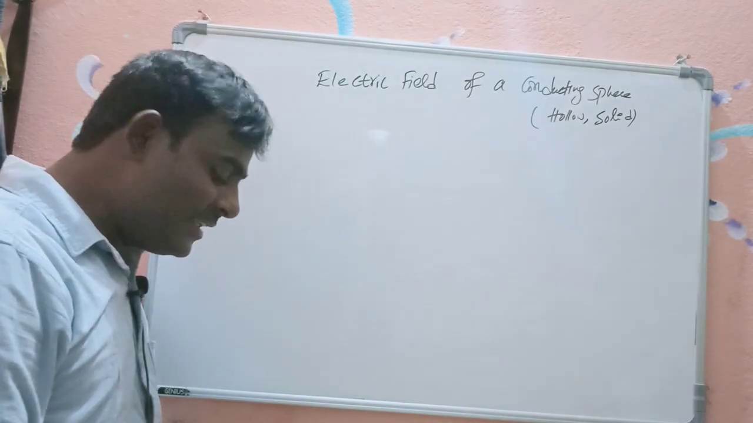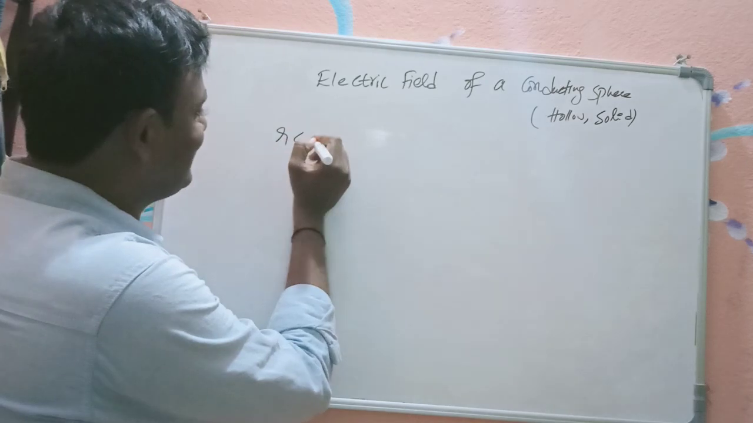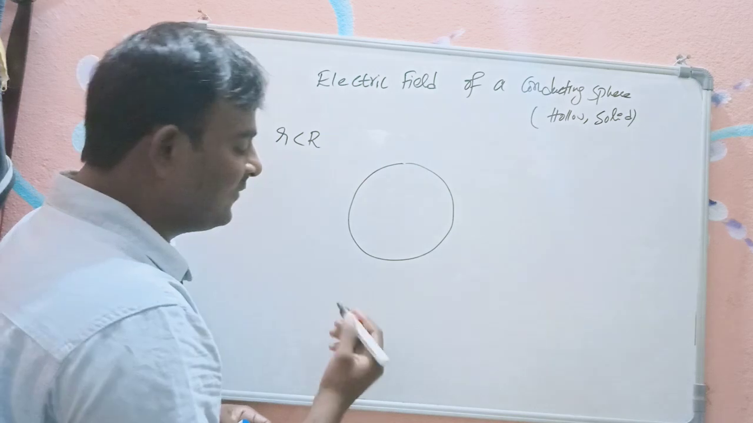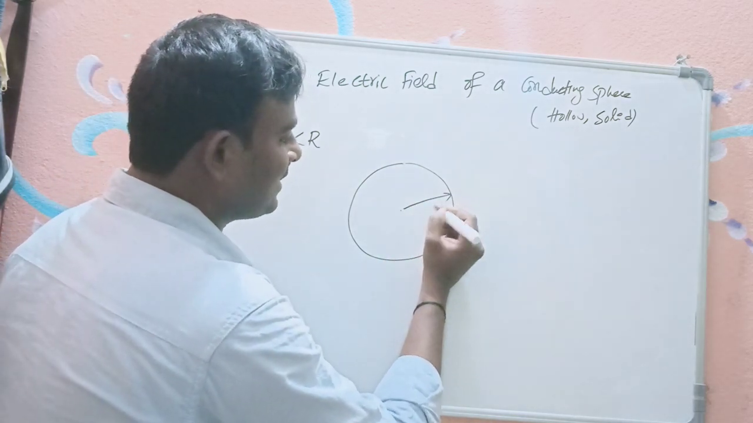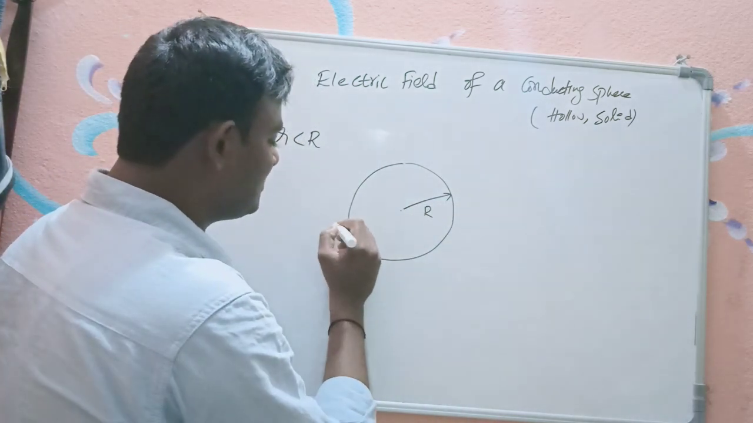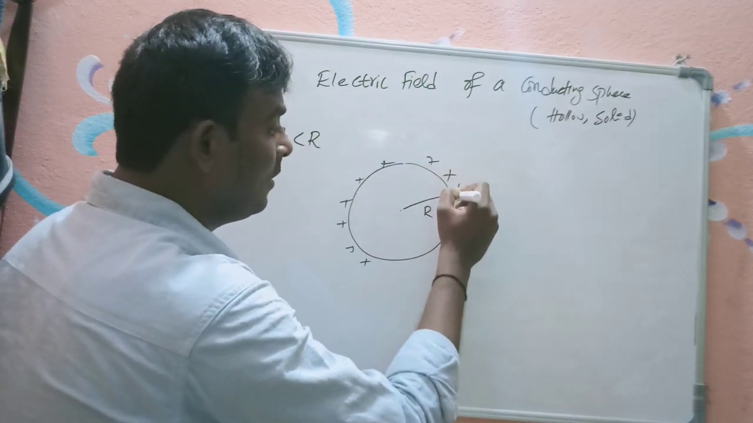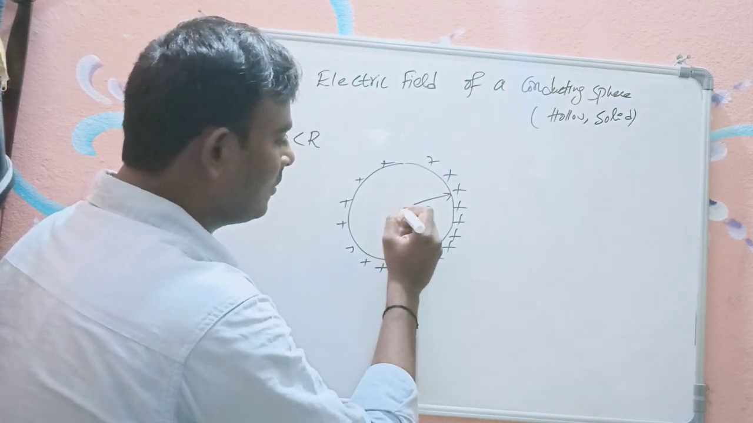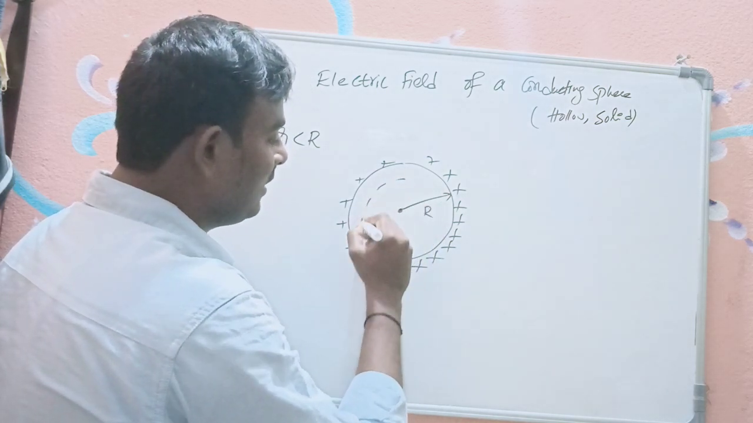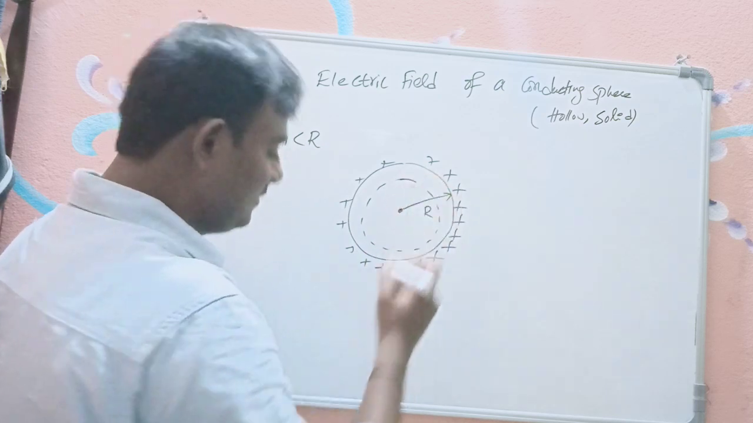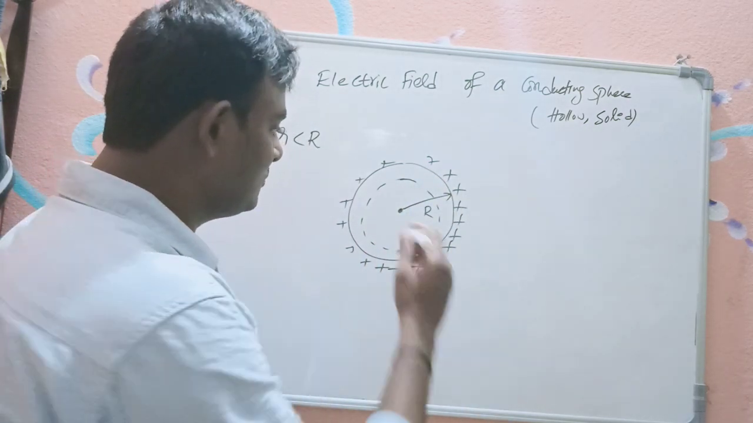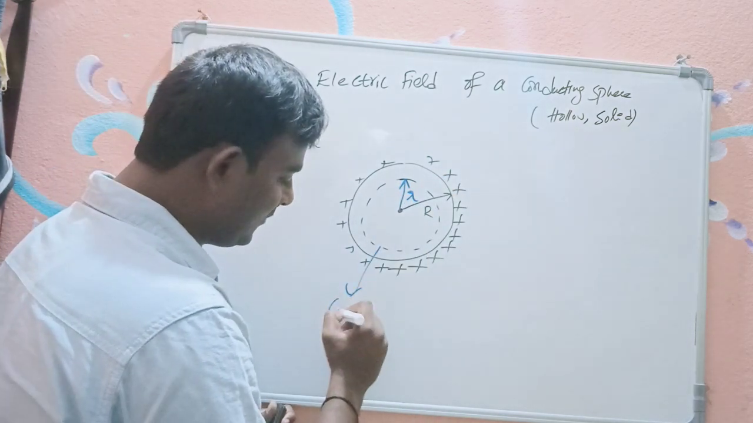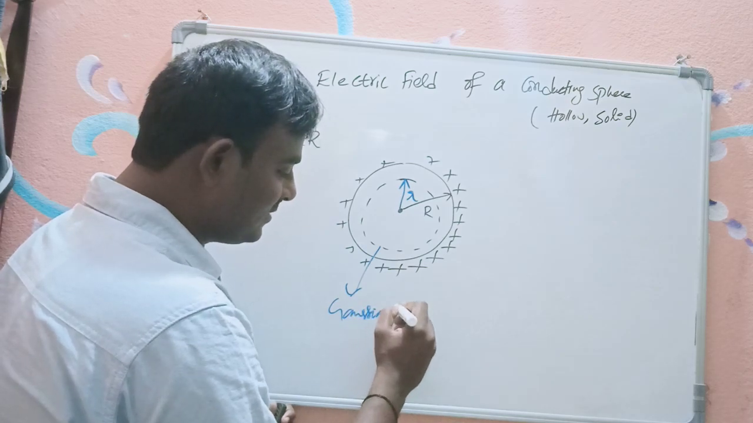Now what is the another region? Another region is r less than capital R. So r less than capital R is nothing but, for example, if this is a sphere of radius capital R, considering the charge is uniformly distributed on the surface. Now I want to consider a Gaussian surface inside the sphere. This Gaussian surface must have the radius of r. So now this is the Gaussian surface of radius r.